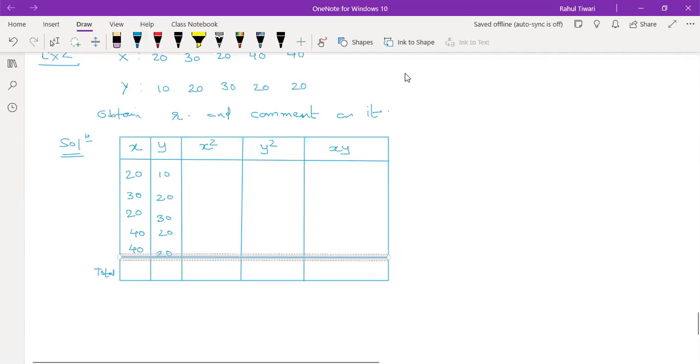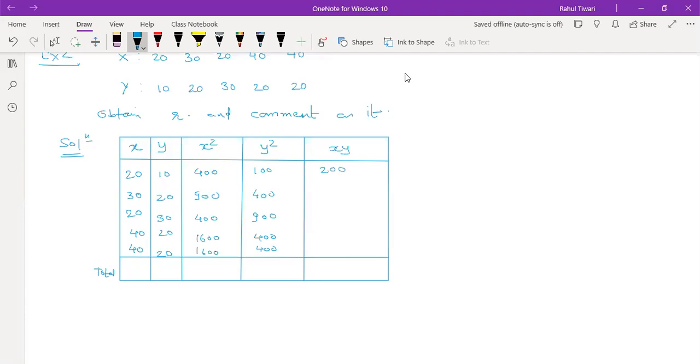Similarly, you can calculate X square, which is 400, 900, 400, 1600, 1600. Similarly, Y square: 100, 400, 900, 100, 400, 400. X into Y: 200, 600, 600, 800, 800.